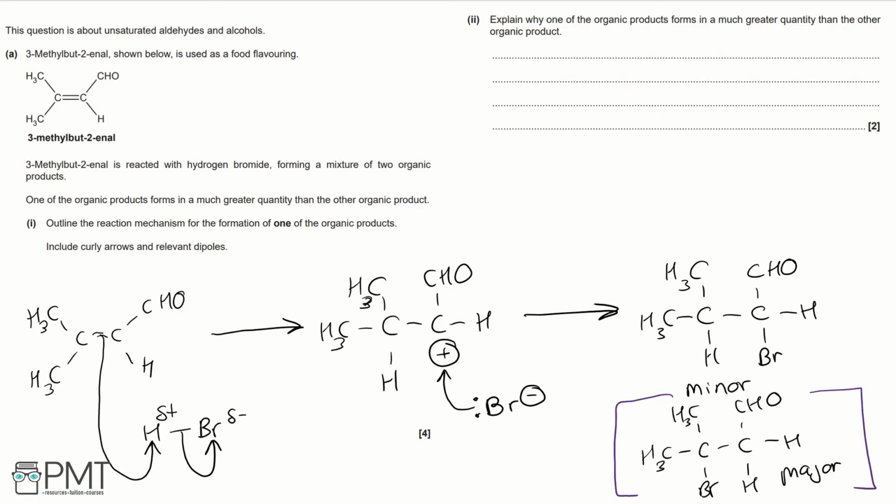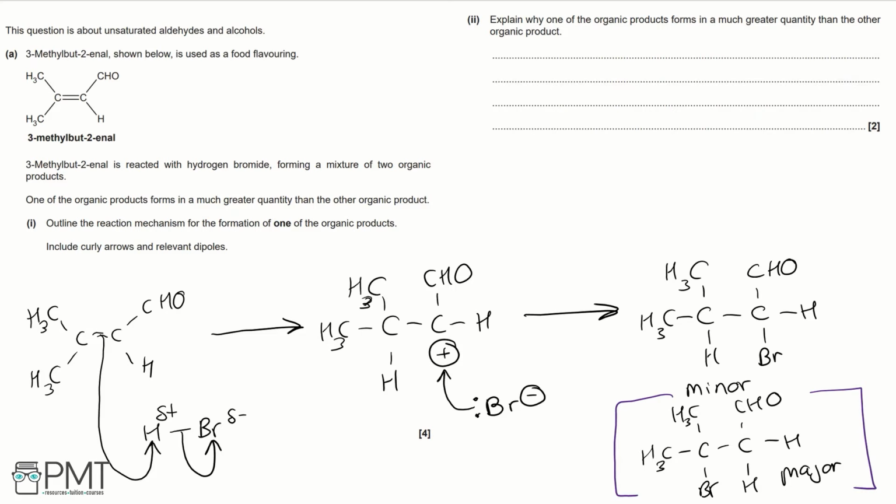To get the marks for this question, you get a mark for having the correct curly arrow from the carbon-carbon double bond to the hydrogen of hydrogen bromide. You get a mark for having the correct dipole on hydrogen bromide, or the correct dipoles, and the curly arrow breaking the hydrogen bromide bond. You get a mark for having the correct carbocation intermediate and the correct curly arrow on the intermediate. And finally, you get your fourth mark for having the correct product, depending on your carbocation intermediate. So here, the correct product is your minor product.